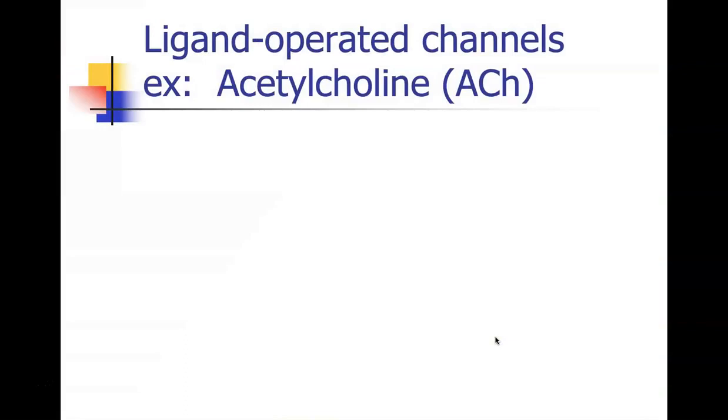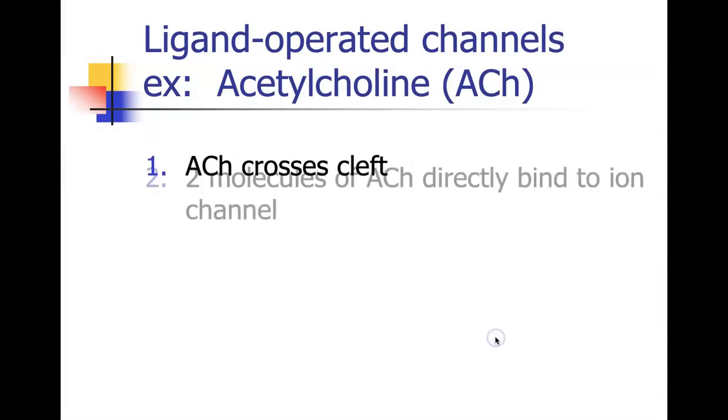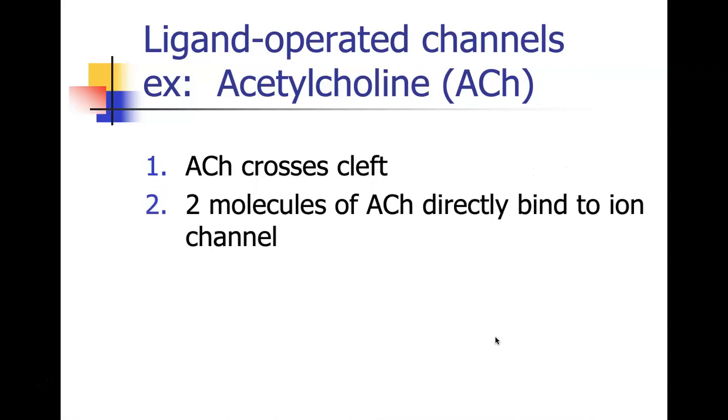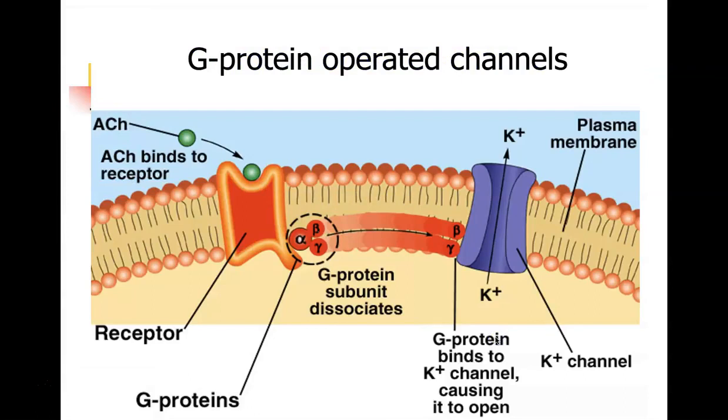Okay. So an example of a ligand-operated channel operated by acetylcholine, we call this ACH for short. That acetylcholine is going to cross the cleft. Two molecules are going to bind directly to the ion channel. The ion channel opens, and then ion movement can occur.